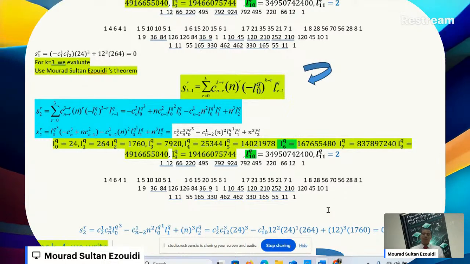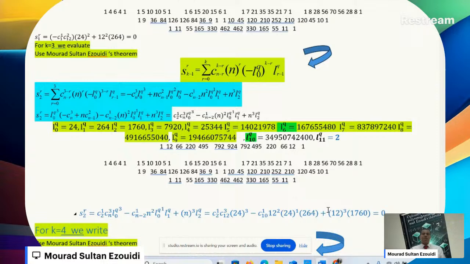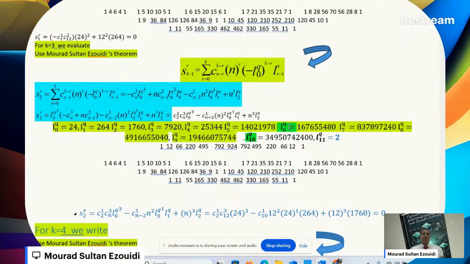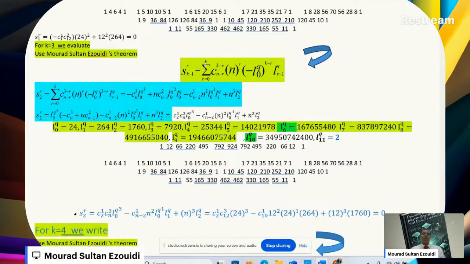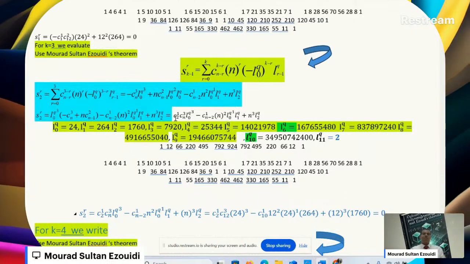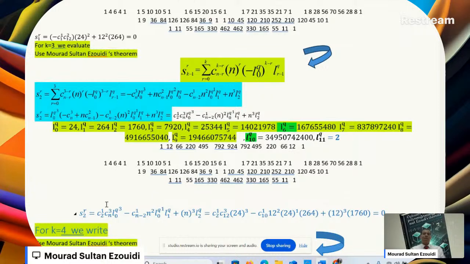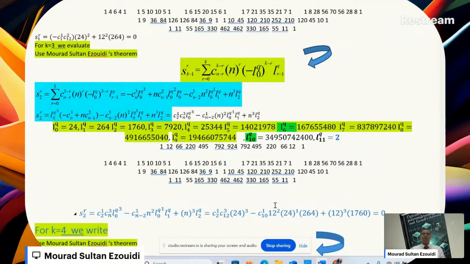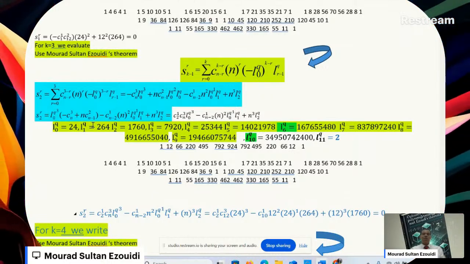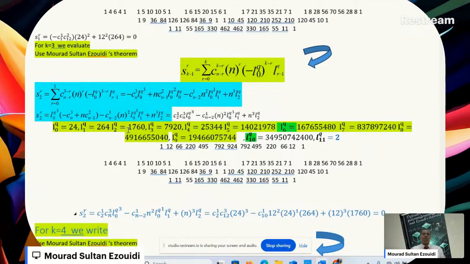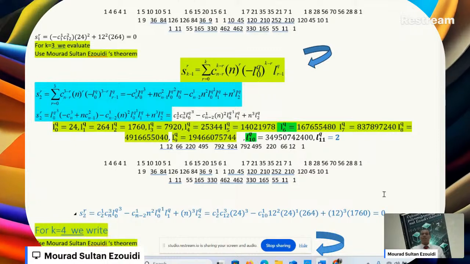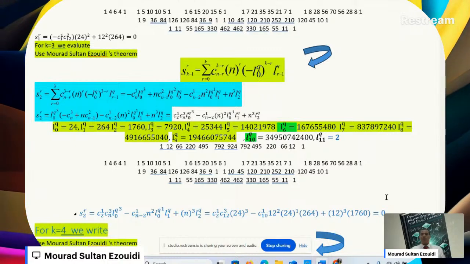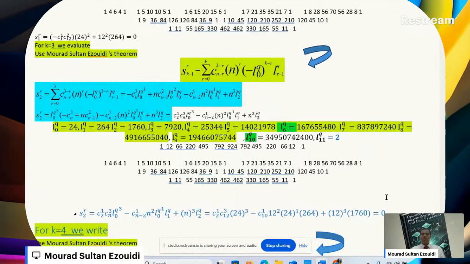Okay, here it's easy. We want to dive again into the structure and find S2. When putting k equals 3, we'll obtain S2. So S2 is equal to its lowest term. I will make the calculation. I'm going to substitute L0 with 24, L1 with 264, and L2 with 1760. So this one is going to be equal to another. Okay, we proceed. We continue.